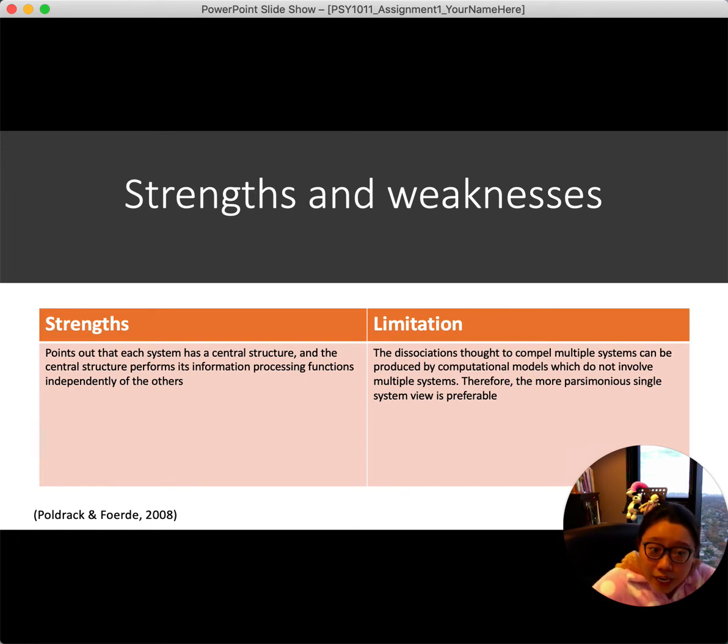This theory also has strengths and weaknesses. The strength of the theory is that it points out that each system has a central structure, and the central structure performs its information processing functions independently of the others. The limitation of the theory is that the dissociations thought to imply multiple systems can be produced by computational models which do not involve multiple systems. Therefore, compared with the traditional multiple memory storage model, the more precise single system view is preferable.